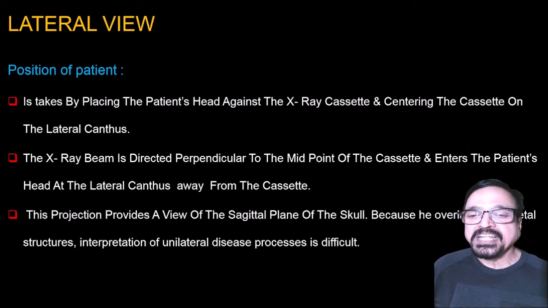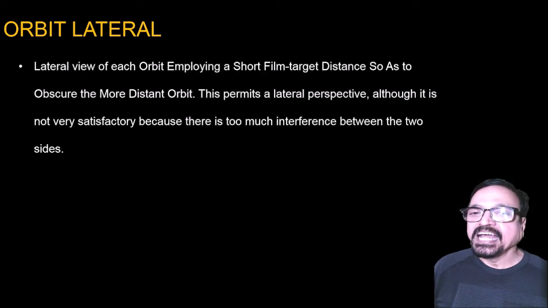Now this projection avoids a view of the sagittal plane of the skull, because of overlapping skeletal structures, and interpretation of a unilateral disease process is difficult. So because of the superimposition and the non-clear view, a lateral projection has limited value and needs to be interpreted with the help of the PA. So pathology seen in the PA has to be correlated with the lateral. Otherwise, by and large, it is difficult because it has a lot of superimposition.